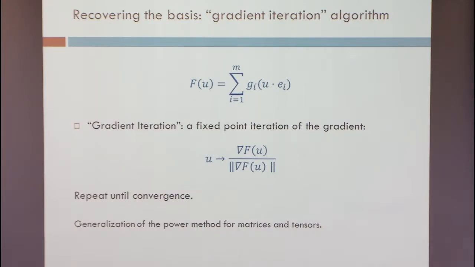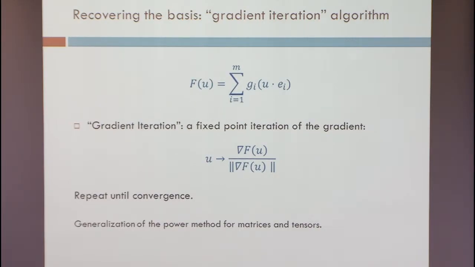OK, so this is great. Perhaps I have convinced you that this is an interesting problem. Now, what do you actually do with this? Well, here is the algorithm, and this is a slightly simplified algorithm. You have to do a little bit more to prove theoretical convergence, but if you just want to use it in practice, this is actually fine. We call it gradient iteration. So what you do is the following. You take a point on a sphere, u.